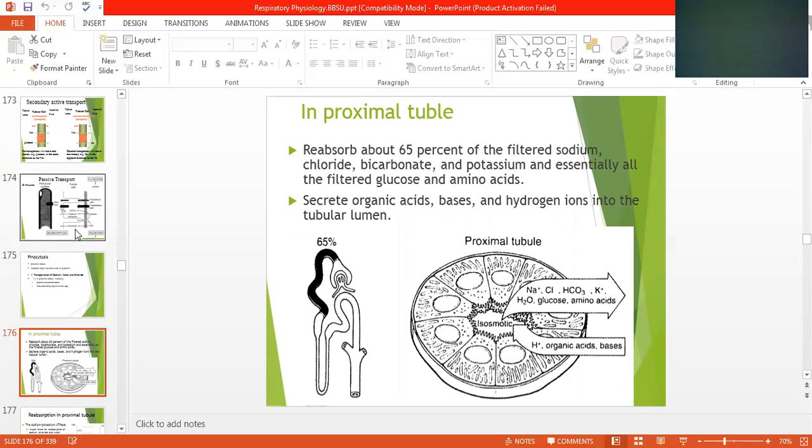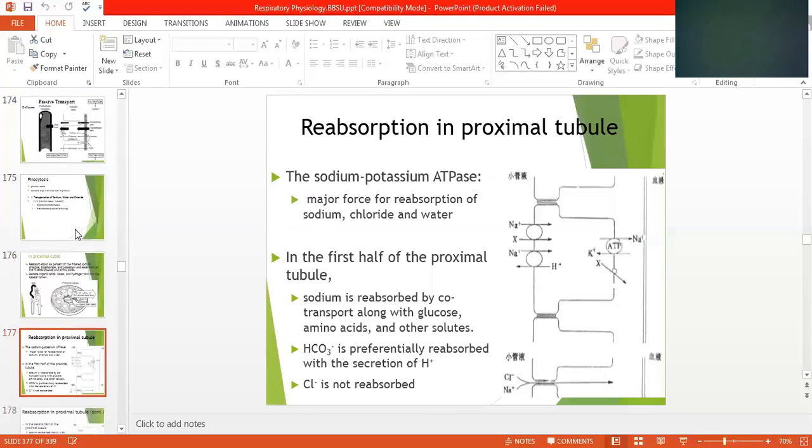Actually, most of the electrolytes are reabsorbed in the body because that is the requirement of the body for muscle contraction, for cardiac function, and for creating action potentials in the neuron. We need sodium and chlorine. So, reabsorption in the proximal tubule: the sodium potassium ATPase is the major source for reabsorption of sodium, chlorine and water, which are reabsorbed into the circulation.